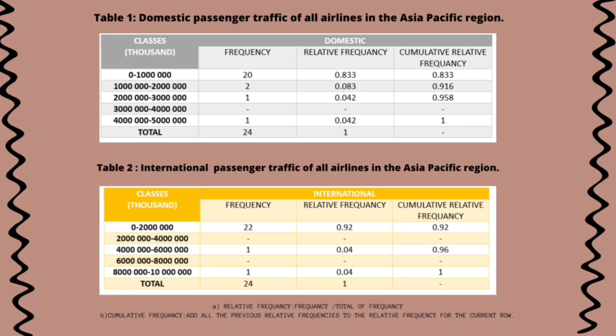To find the relative frequency, we must divide the class frequency by the total number of distribution, which is 24. Next is finding the cumulative relative frequency by adding the first relative frequency and the second relative frequency, and the process continues until the final column. It is the same way to find the relative frequency and the cumulative relative frequency for the international passenger traffic.